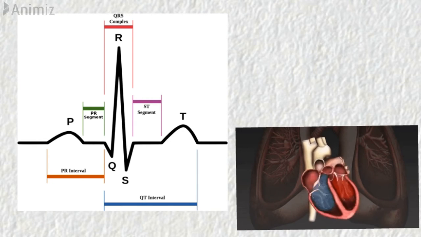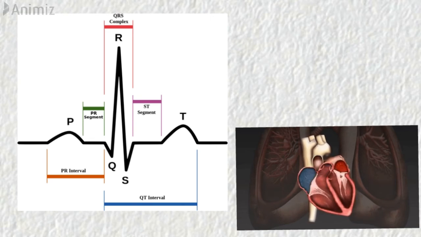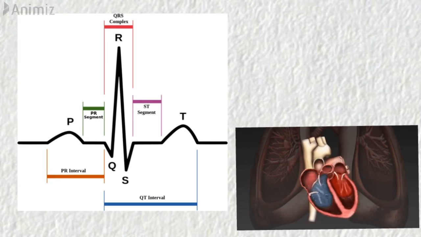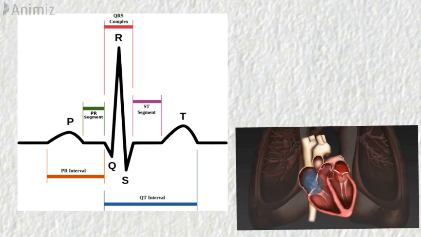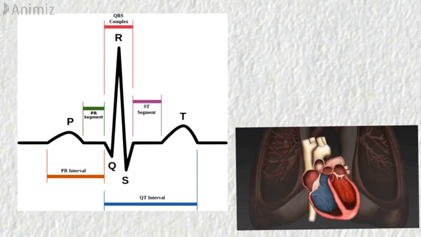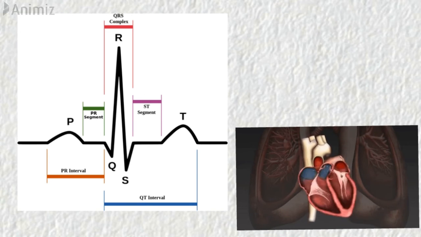It is divided into the PR interval, the PR segment, the QRS complex, the ST segment, and the QT interval. The P wave represents the depolarization of atria in response to the SA node. It should always be upright, or it can indicate some form of dysrhythmia.